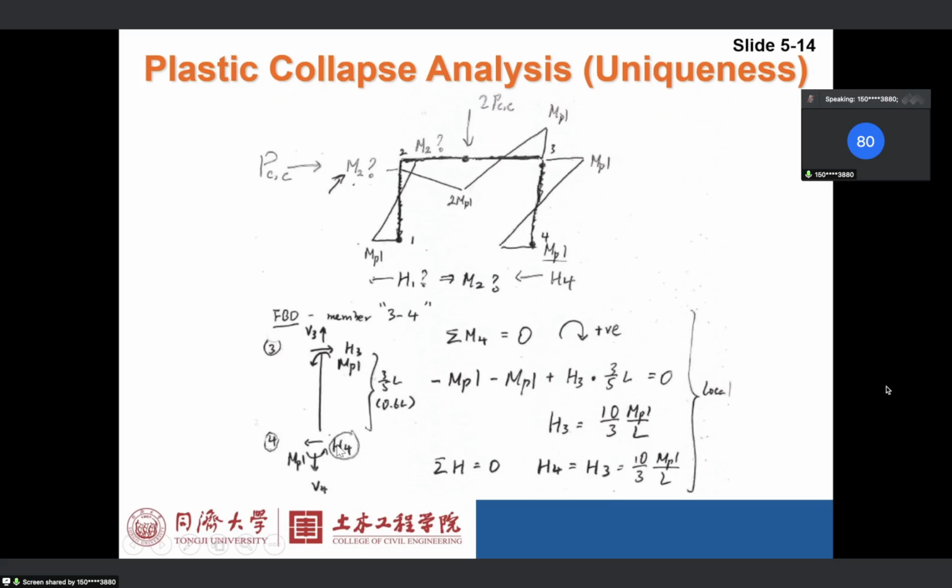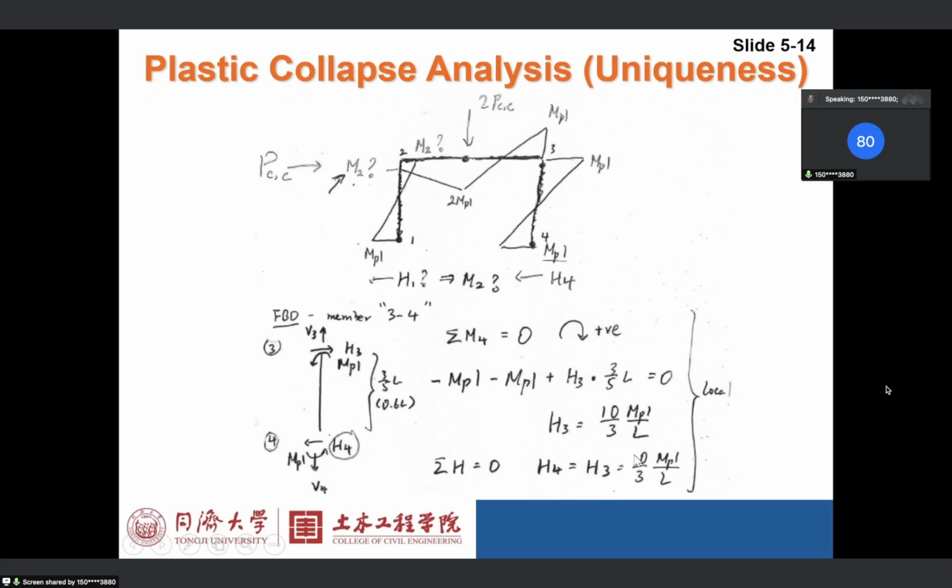Actually we can make 3 as a turning point, or make 4 as a turning point, to get the same result. Let's make 4 as a turning point, okay? So we have MPL, MPL, which should be balanced by H3 times 0.6L. Based on this simple equation, we get H3, and then we get H4. H4 equals H3, right? Because in this isolation. Anyway, as I said, different people have different ways. Don't worry about that. You may use a different way to get the exact same result for H4.